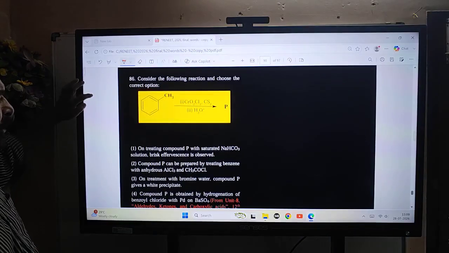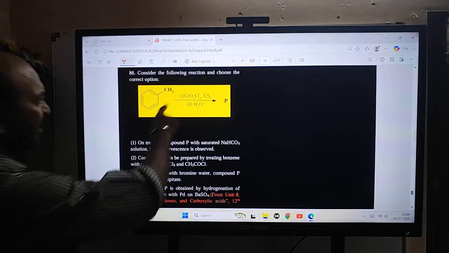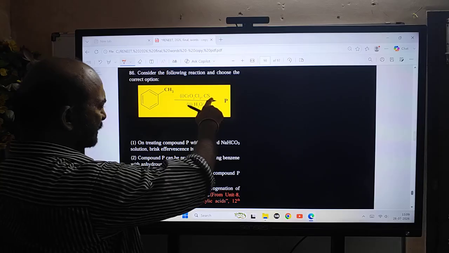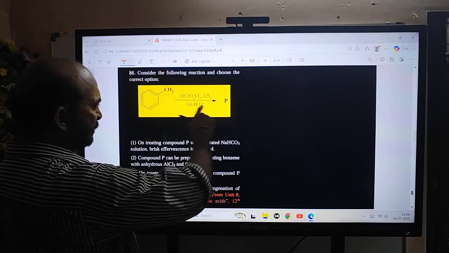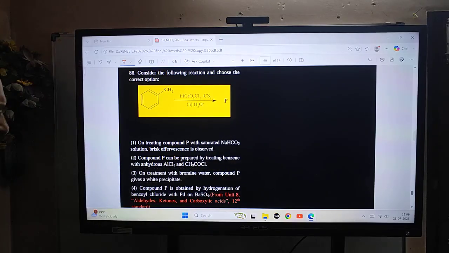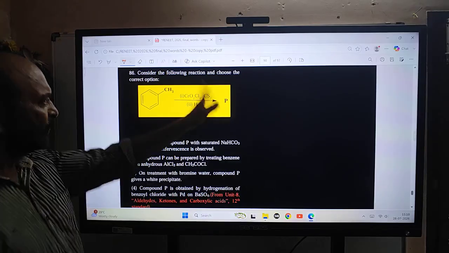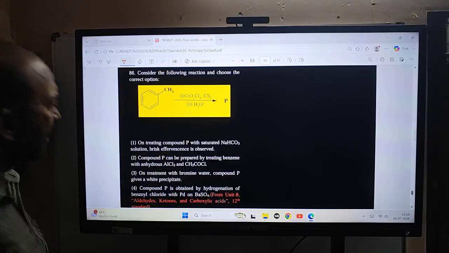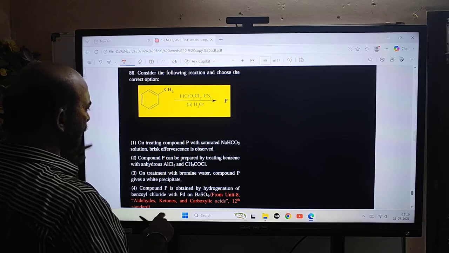Consider the following reaction and choose the correct option. We know chromyl chloride in carbon disulfide medium, second, then hydrolyze, you get benzaldehyde, isn't it? Benzaldehyde is the product, we concluded that. Then these statements are regarding the benzaldehyde.